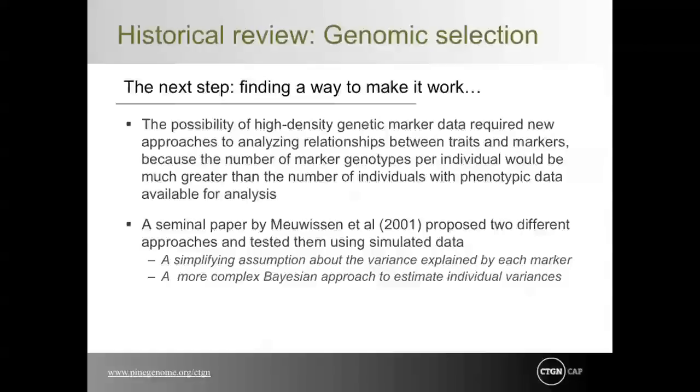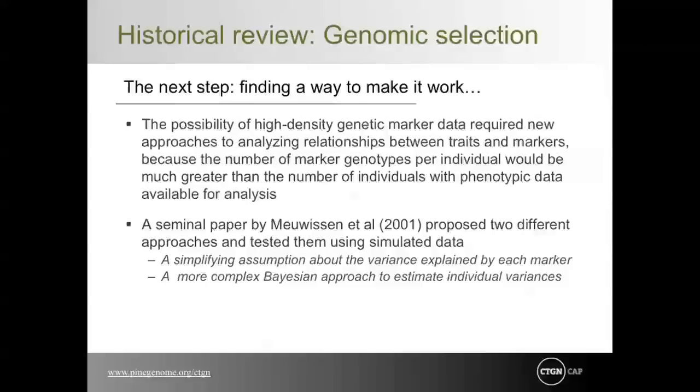Meuwissen, Hayes, and Goddard proposed and tested two different approaches to this problem, using simulated data because high-throughput genotyping methods had not yet been developed for agricultural and forest species. The first approach assumes that all markers contribute equally to the genetic variation in phenotype, so the problem is reduced to estimating a single variance rather than estimating as many variances as there are markers.